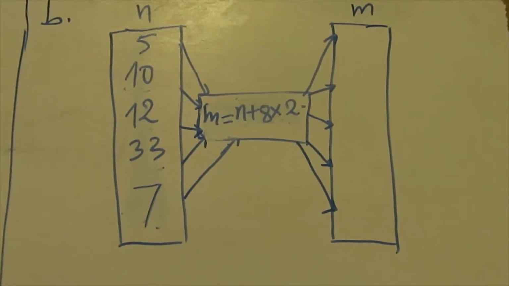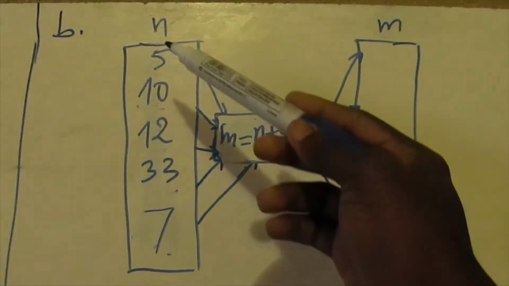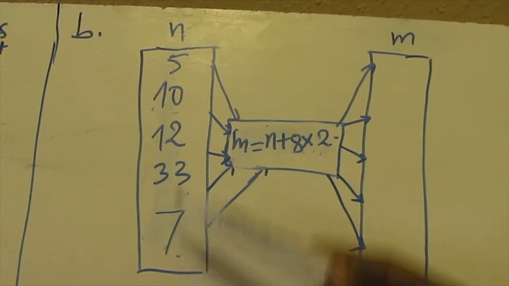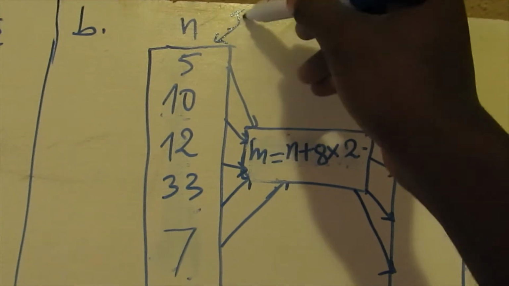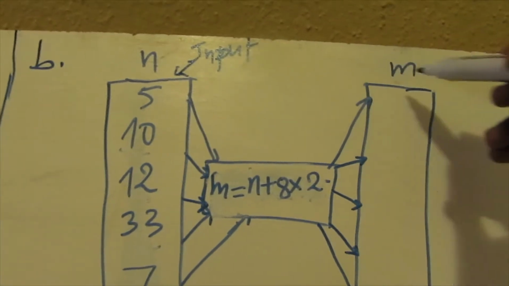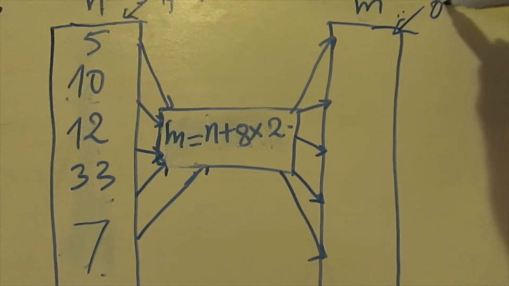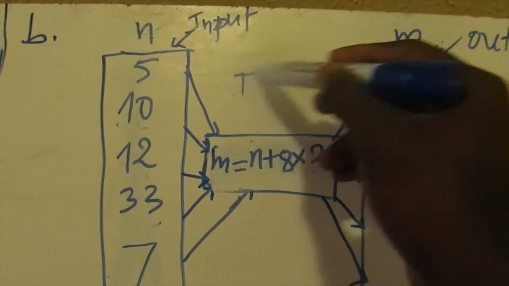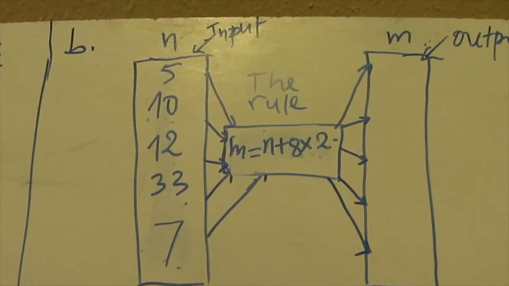So for this second example that we have here, input and output, the first column is the N. This column here is for the input. This is our input, and this M column here is for our output. Then in the middle there we have the rule. So now we must look at the rule, what they ask.